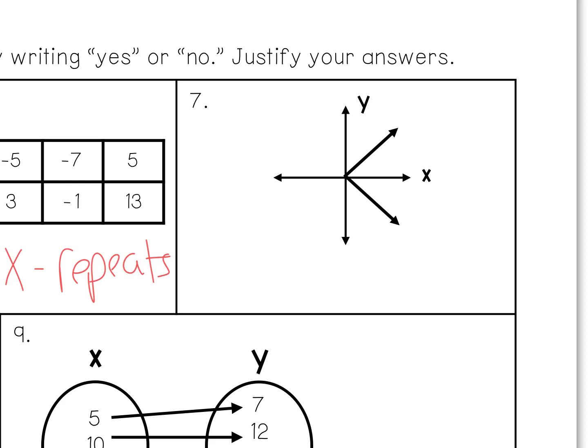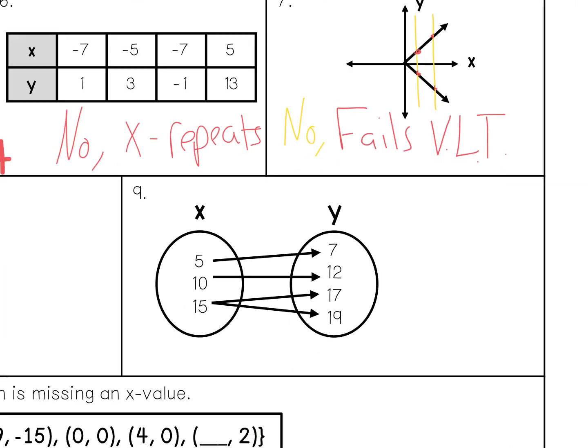What about number 7? Is it a function? No. No, but here's why. It fails the what? If I draw a vertical line anywhere, does it touch once or twice? It touches here and here, here and here. And for this one, I won't say x repeats, although it is doing that. I'm going to say fails vertical line test, VLT. It fails that.